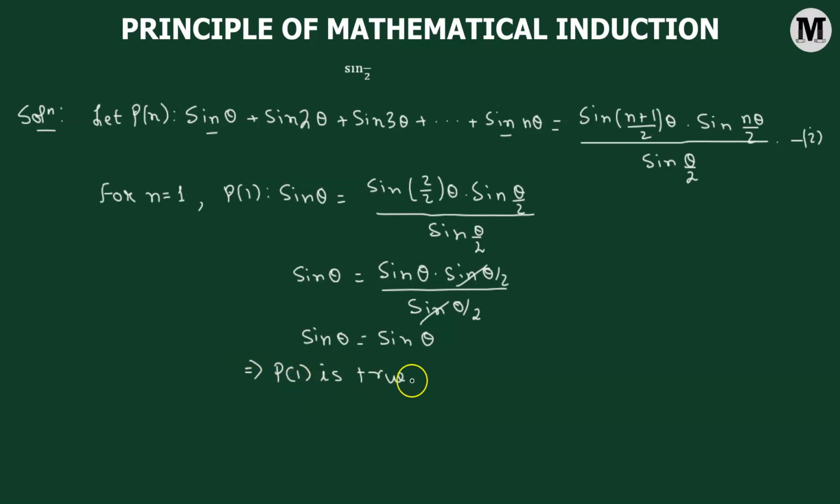Similarly, we can check for n equals 2, n equals 3. However, we don't have to do that. We have to show that this statement is true for other natural numbers as well. So what we'll do here is assume that P of m is another statement, and suppose that this is a true statement. So P of m is true.